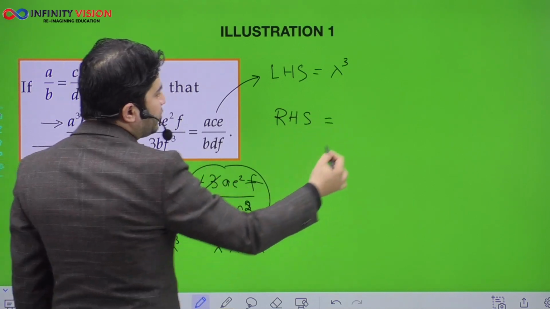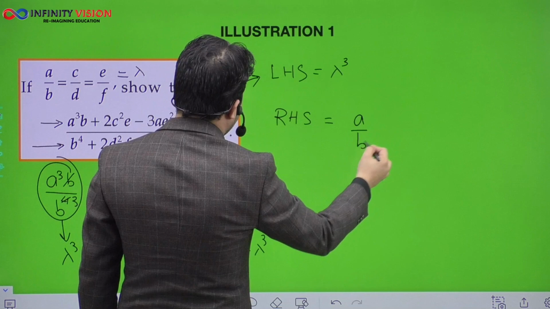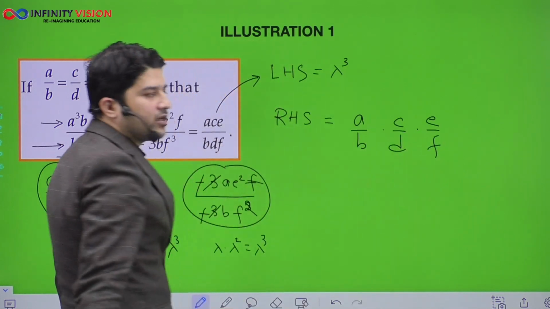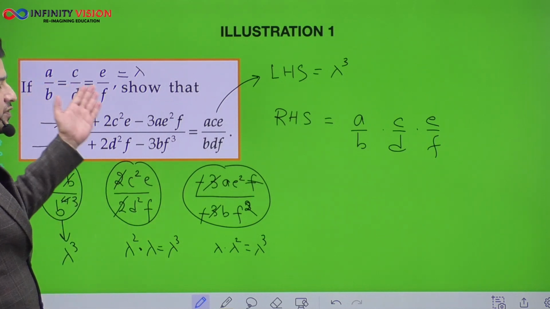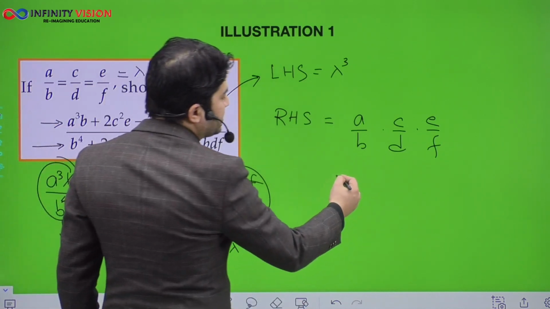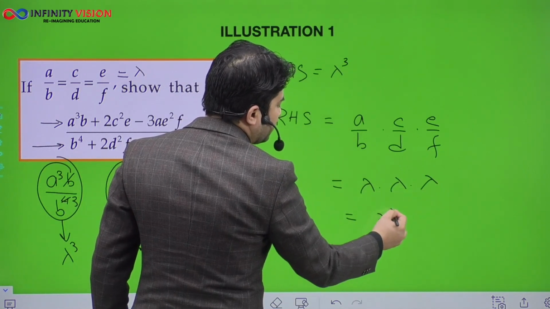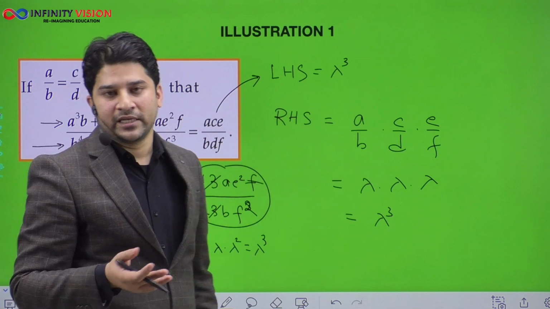In the right hand side you have a by b into c by d into e by f, which is nothing but a compounded ratio of the three ratios given, which means it would be equal to lambda into lambda into lambda, which is equal to lambda cube. Hence we can say that yes, it is true.